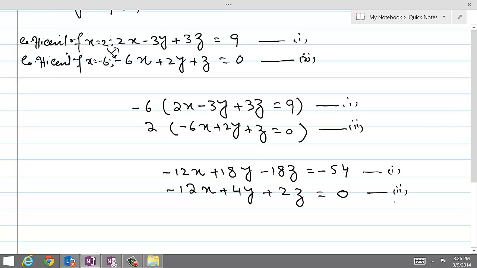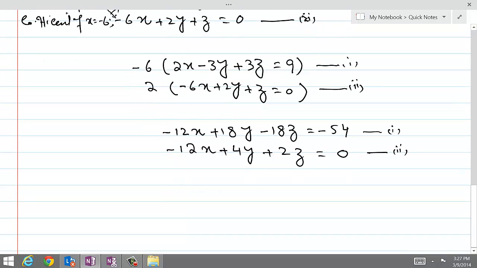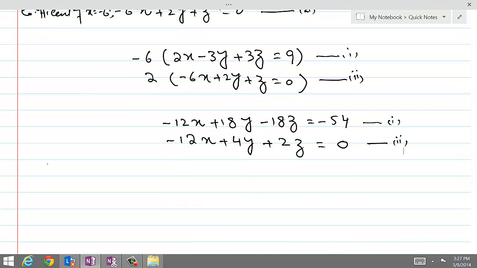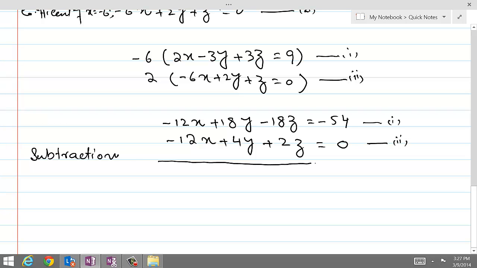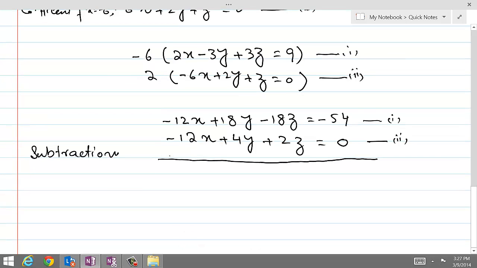as the given equations in group 2, because the multiplication of a constant number on both sides doesn't change anything. And now for elimination of x, we use subtraction, and for this subtraction we are going to change the signs, and this will become plus, this will become minus, minus, and minus.